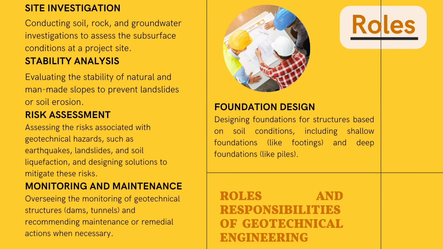So we have 5 fundamental rules that are effectively used in geotechnical engineering. Number 1 is site investigation. Conducting soil, rock, and groundwater investigations to assess the subsurface conditions at a project site. Number 2, stability analysis. Evaluating the stability of natural and man-made slopes to prevent landslides and soil erosion.